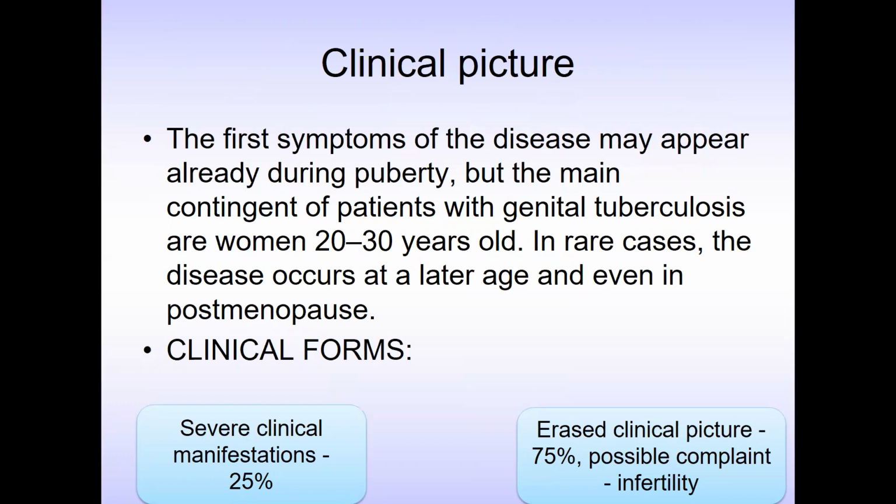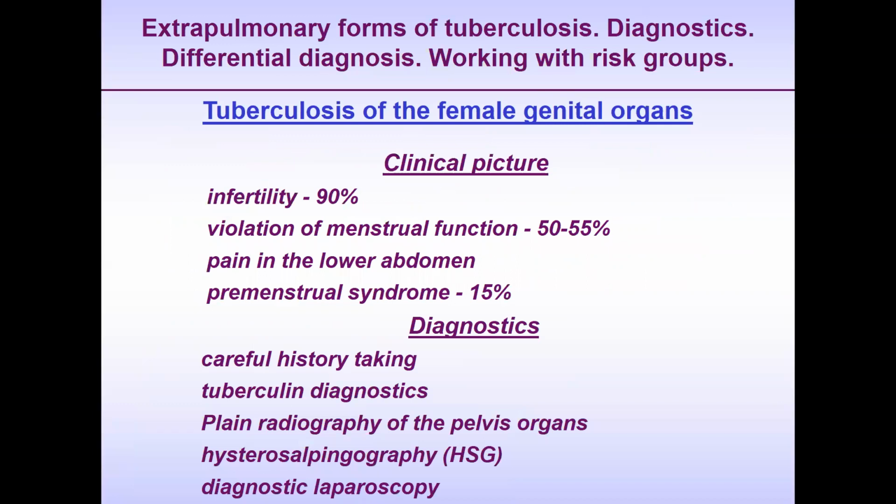Clinical picture. The first symptoms of the disease may appear already during puberty, but the main contingent of patients with genital tuberculosis are women 20-30 years old. In rare cases, the disease occurs at a later age and even in postmenopause. In this picture, you can see tuberculosis of the female genital organs and the clinical picture of this disease, and what we can do for diagnostics of this disease.